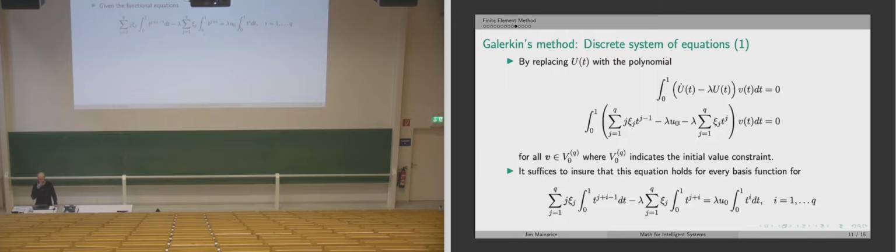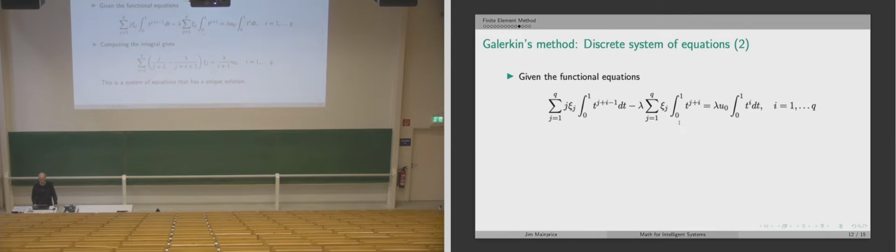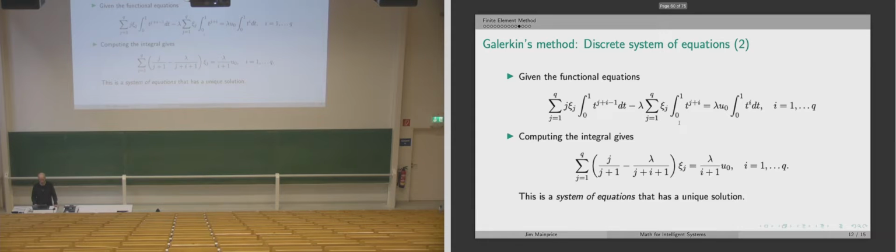So we can write down the system of linear equations. Also, we can compute the integral terms first. And so if we integrate t to the power i plus j minus 1 over the range 0, 1, we get that term here, and here we get that term here. And finally on the right-hand side we get that term here. So this is a system of linear equations which has a unique solution.